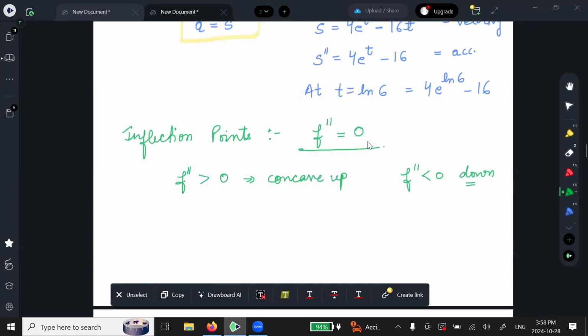Then you get the inflection points. But I'm saying it's not fair to... Then, no, that's where it changes concavity, right? Just read my lecture notes. I have plenty of examples there.